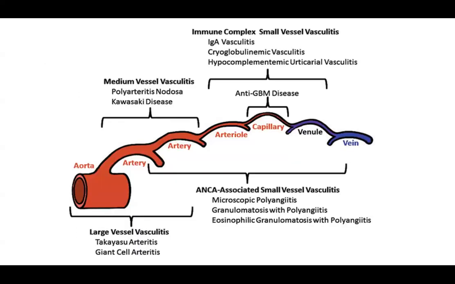This is a very famous diagram that incorporates the diagnoses and where they are typically affecting the vessels. So as we mentioned, Takayasu arteritis and giant cell arteritis affect mainly the larger vessels such as the aorta and the larger arteries. And once you start getting into the arterioles all the way to the capillaries, the venules, and the veins, that's where you're going to think about your ANCA-associated small vessel vasculitides, which are truly small and medium because it can incorporate the larger medium-sized vessels.